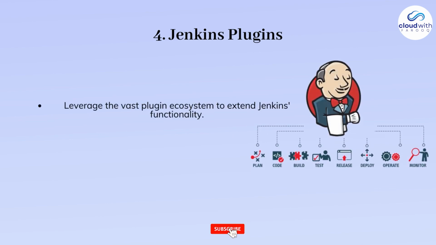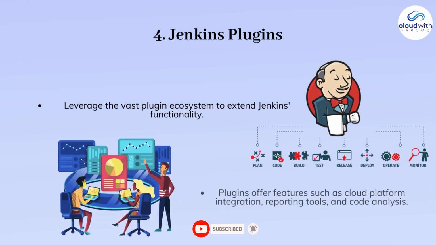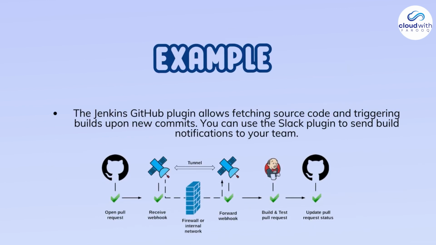Number 4. Jenkins plugins. Leverage the vast plugin ecosystem to extend Jenkins functionality. Plugins offer features such as cloud platform integration, reporting tools, and code analysis. For instance, the Jenkins GitHub plugin allows fetching source code and triggering builds upon new commits. You can use the Slack plugin to send build notifications to your team.